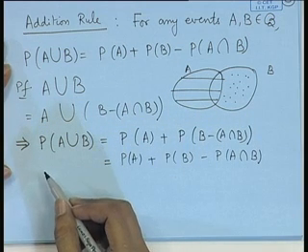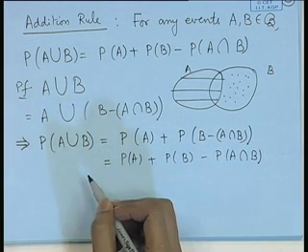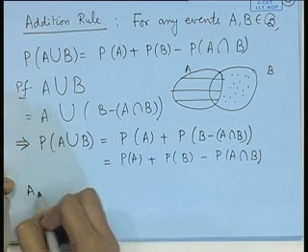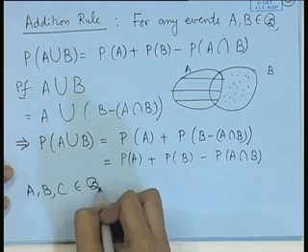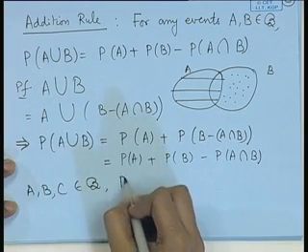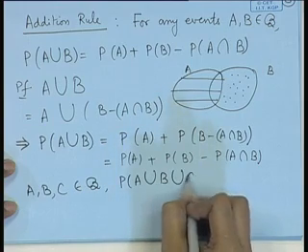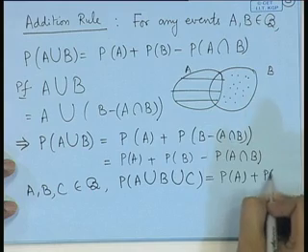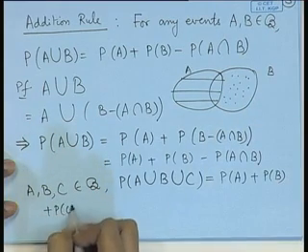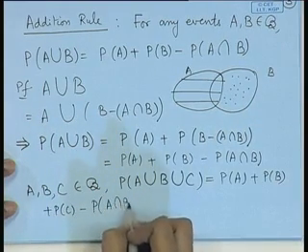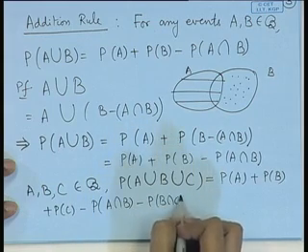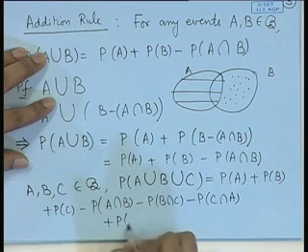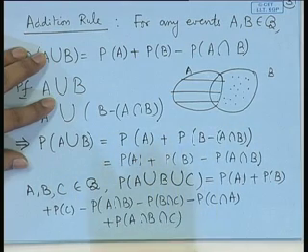Now, naturally one can think of the generalization of this rule. For example, if I consider three events, suppose A, B and C are 3 events, then we must have probability of A union B union C equal to probability of A plus probability of B plus probability of C minus probability of A intersection B minus probability of B intersection C minus probability of C intersection A plus probability of A intersection B intersection C.